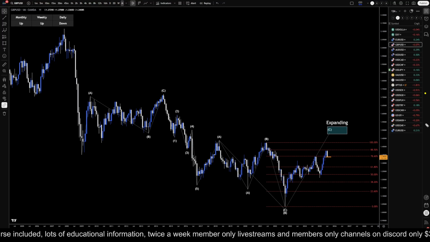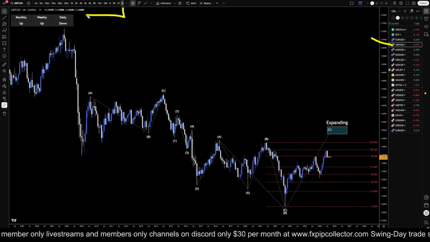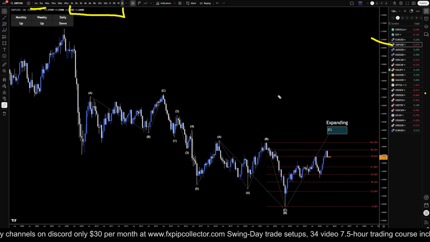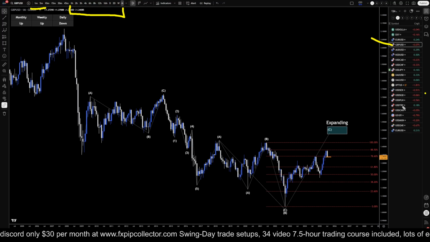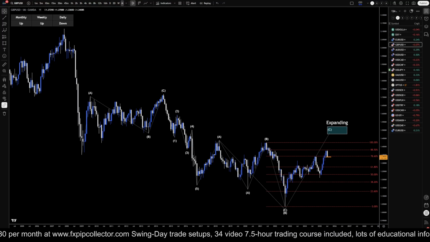Hello, traders. Today is Sunday, July 20th, and this is my full top-down analysis on the pound US dollar. We're going to start on the monthly time frame and work our way all the way down to the 1 hour time frame. I don't care if you are trading the minute time frames, the full top-down analysis is extremely important on any pair that you are trading.